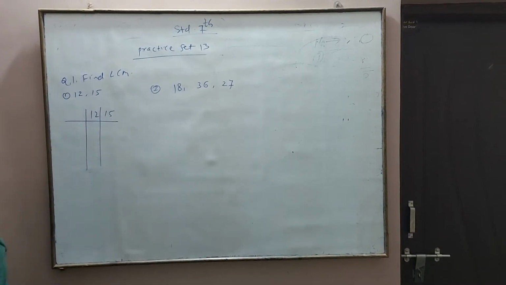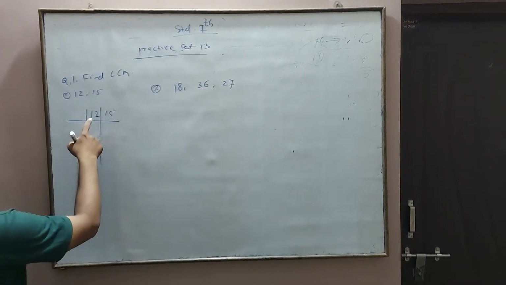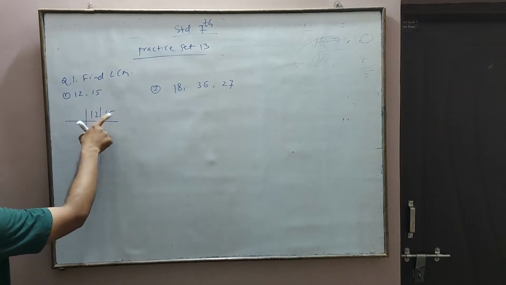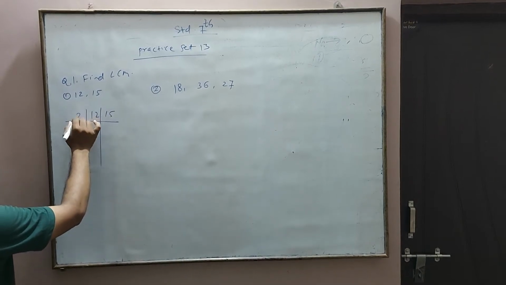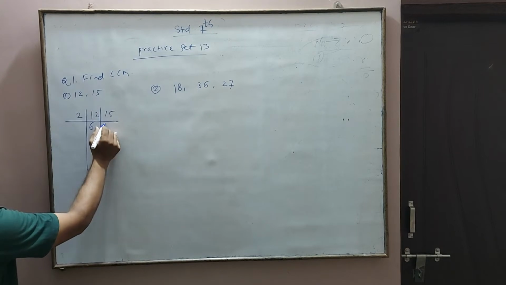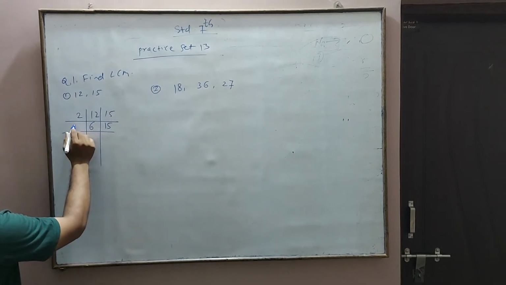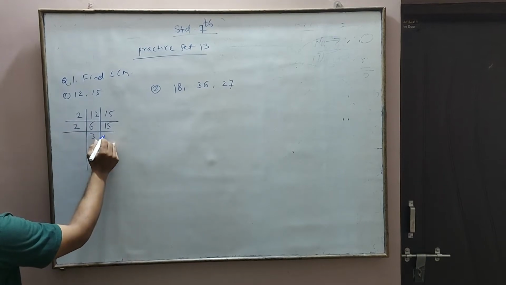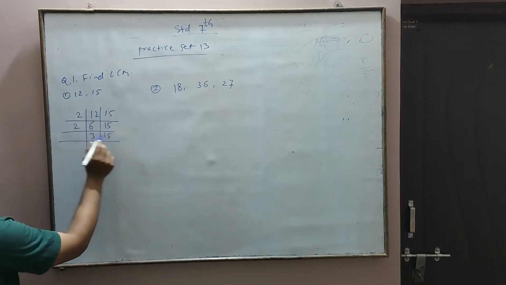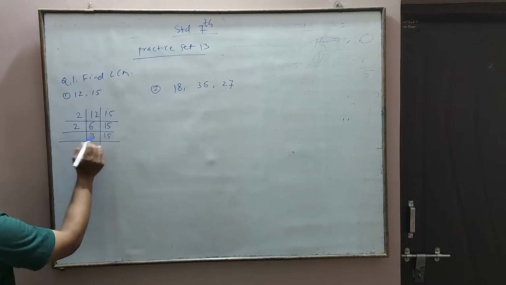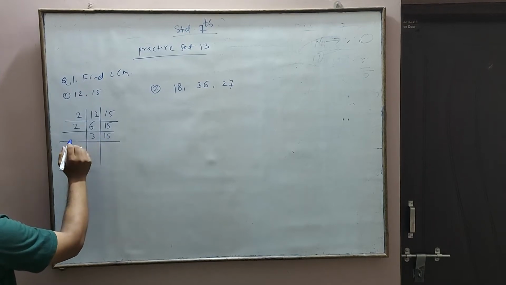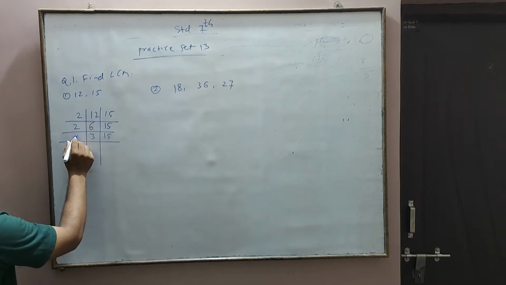Okay, you have to write like this. Any one number divisible by 2, start from 2. 2 6s are 12. 15 is not divisible by 2, so I write here 15. Again 6 is divisible by 2. 2 3s are 6. Again 15 as it is. Now this 15 is not divisible by 2, so I divide by 3.